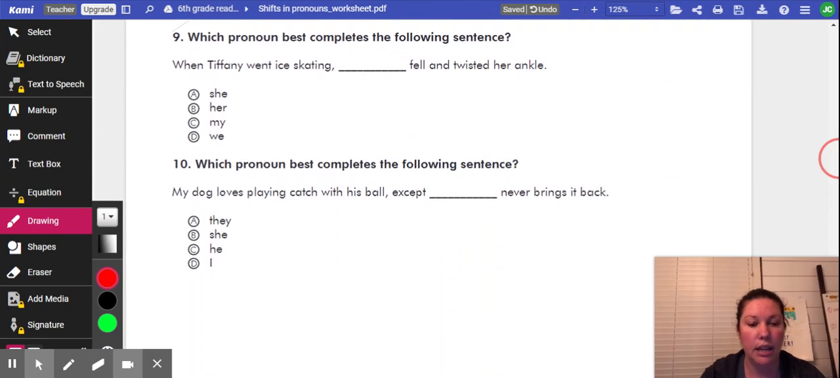Okay, so what you're going to do is you're going to do number 6, 7, 8, 9, and 10. And then take a picture of these questions and submit it, or you can type in your answers, or you can show me through media video. But either way, you do need to make sure that you turn this in for your work completion for language today.